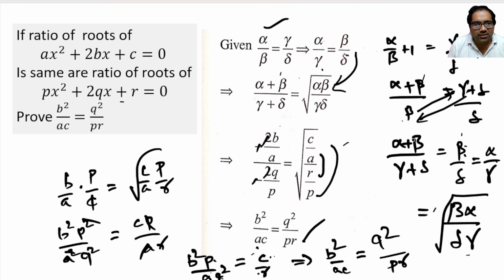And then once we have reached this position, we expressed everything in terms of sum of the roots and product of the roots. Then we can easily express everything in terms of A, B, C, P, Q, R.